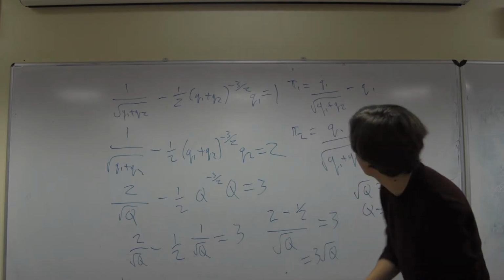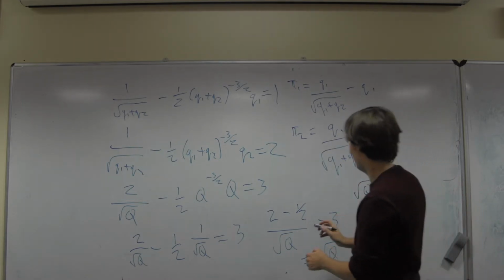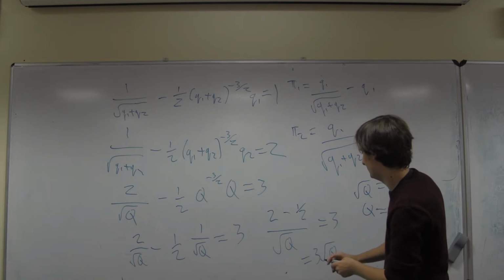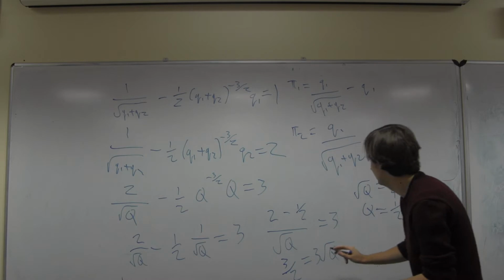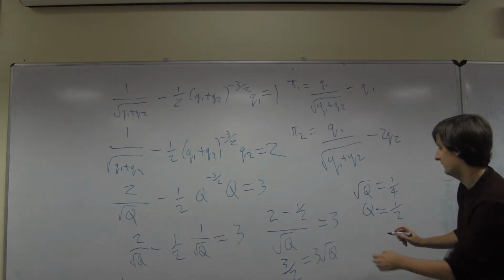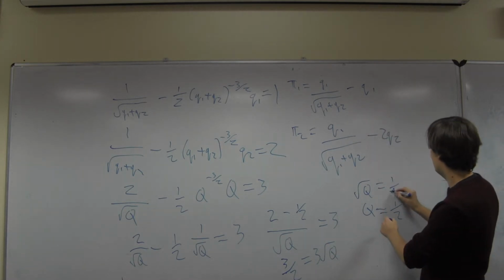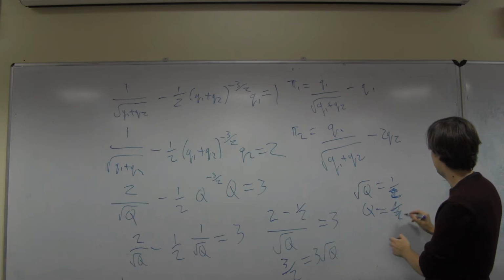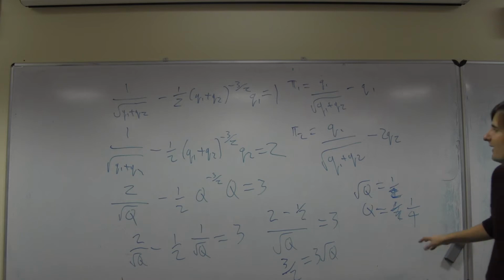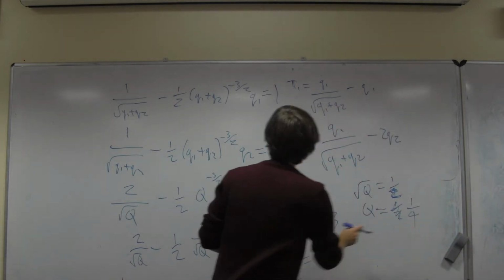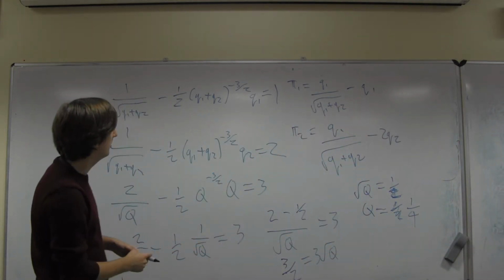Okay, so 2 minus a half is 3 over 2. Okay, so 3 over 2 is 3 root q. Thank you for saving me there. Okay, so root q is a half, so q is a 1/4. Okay, so that's right. Took me a bit longer than it should have done. Q is a 1/4. Which one do we want to find?